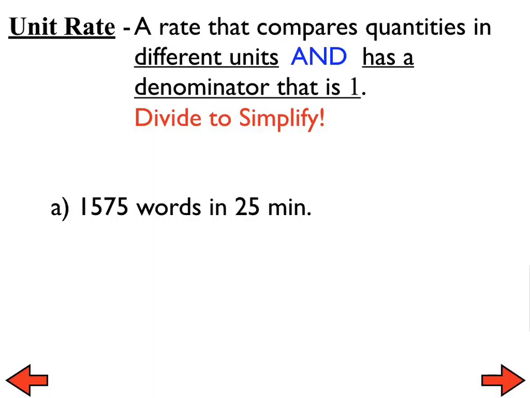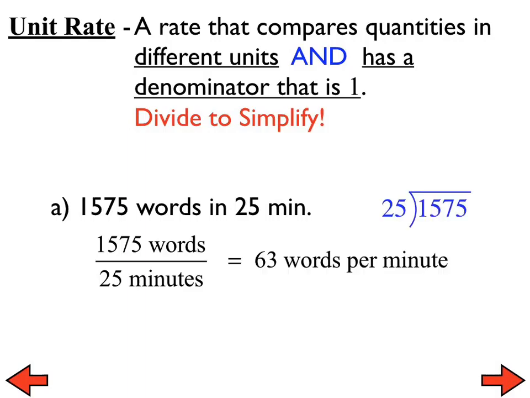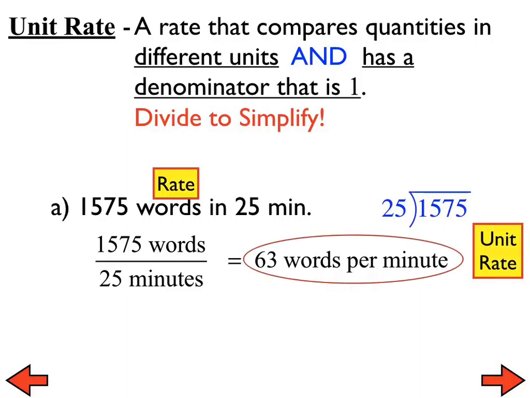So in 6th grade, you might have seen something like how fast can you type 1,575 words in 25 minutes. This is an example of a rate. And if you divide this, top and bottom, by 25, you would get 63 words per 1 minute. The denominator is now 1 because I divided this by 25. See that? This is a rate turning into a unit rate. It's per 1, per minute.